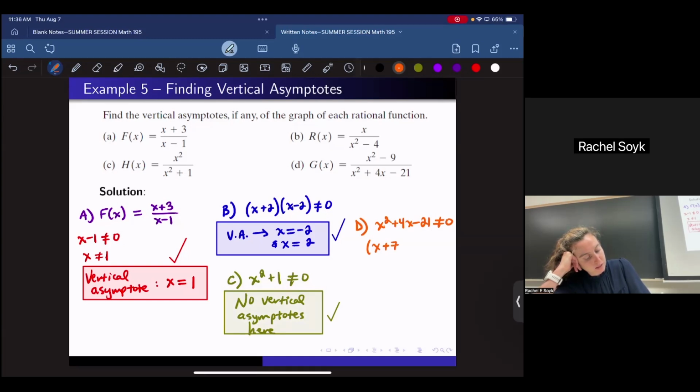X plus 7, x minus 3, which means x can't be equal to -7 or 3. So what are our vertical asymptotes? X equals -7 and x equals 3. That's it.